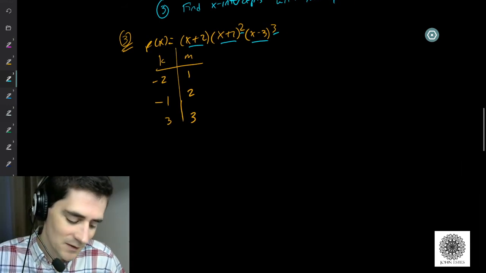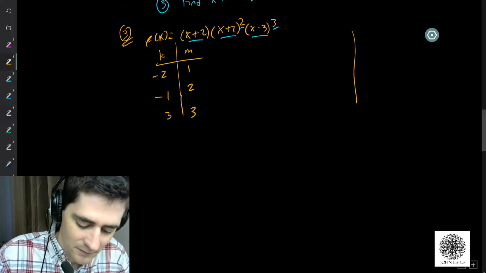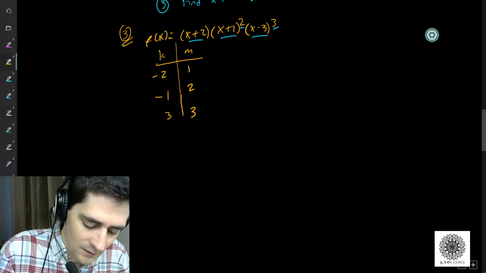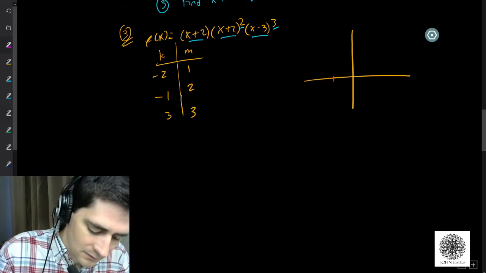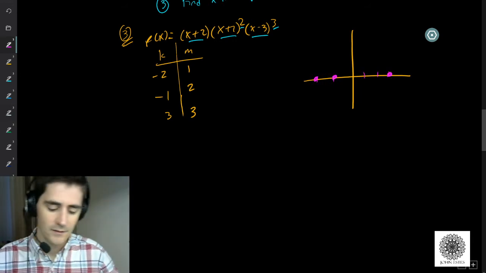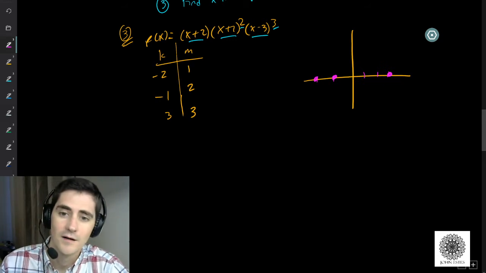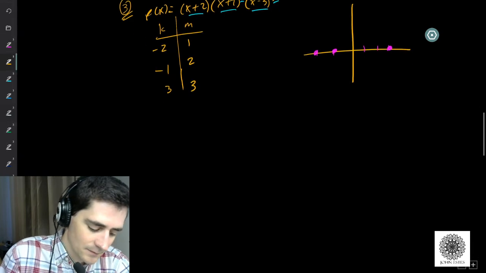Okay, so I hope that makes sense so far. What this tells me then is I know something about my graph already. If I come out here, I can try to graph this thing. I know that at -2, I have a 0. At -1, I have a 0. And at 3, I have a 0. So I know that so far. Okay, now the other thing I need to know here is my end behavior.